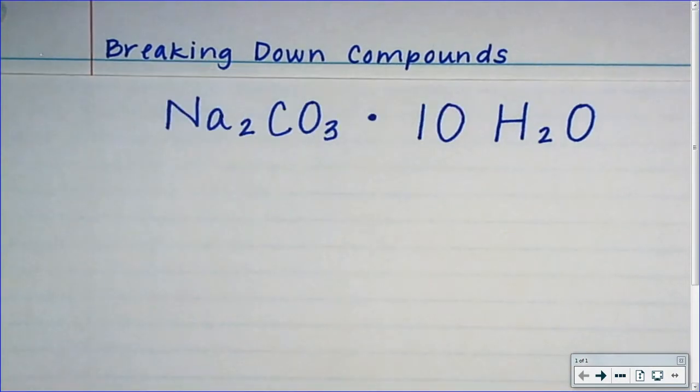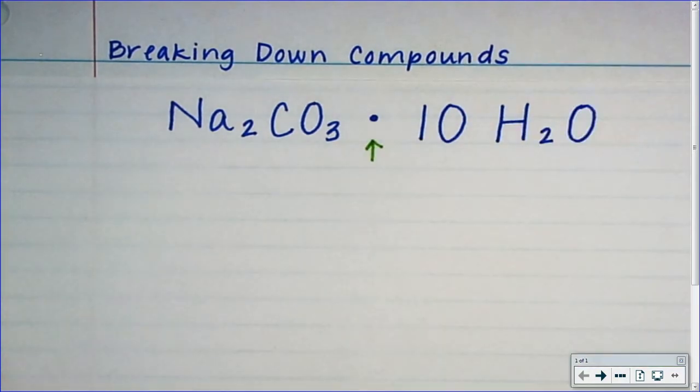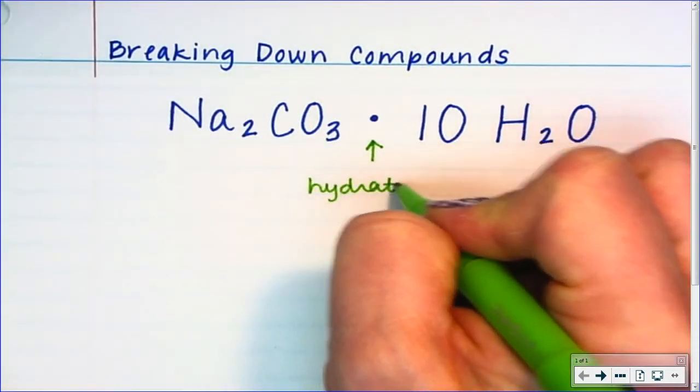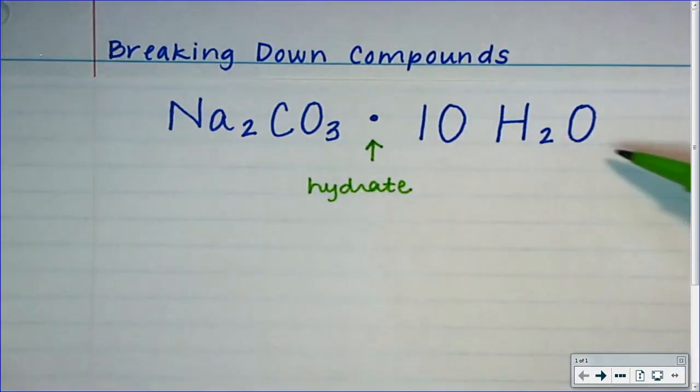All right, here's our last example. Now you need to notice this little dot here in the middle. This is just a notation. It is not a multiplication sign. It's a sign that we have something called a hydrate. And so when we hydrate ourselves, we are normally drinking water, and that's what we have off to the right here. So a hydrate is just a compound with some water with it.